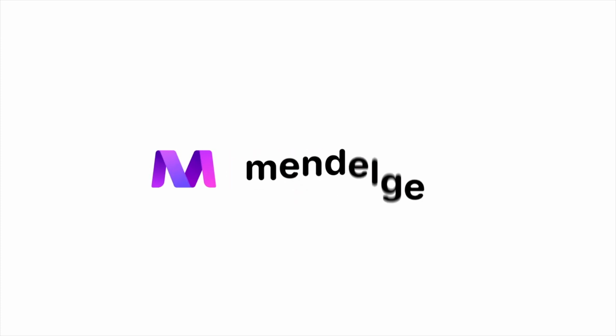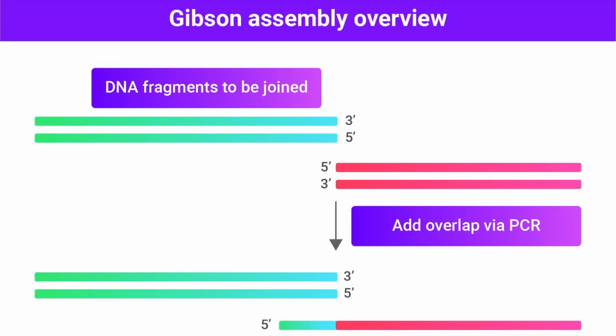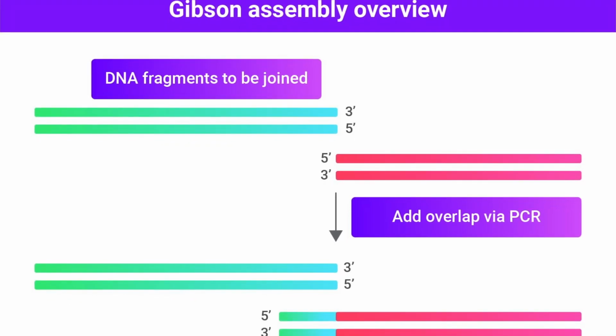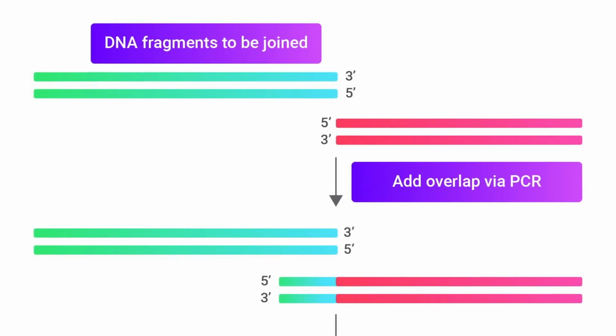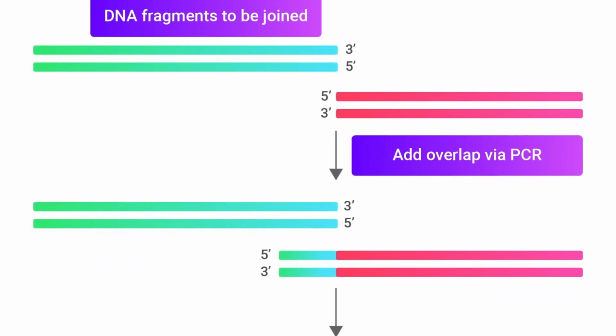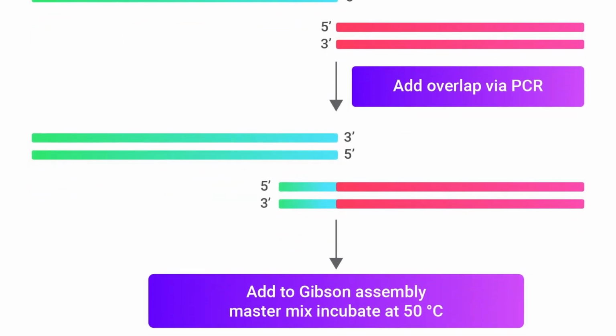In this video, we will show you how to simulate Gibson Assembly Cloning using a single insert fragment on Mendelgen. Gibson Assembly Cloning is a homology-based cloning technique. First, we start with the backbone, as shown in green here, and the insert as shown in red.